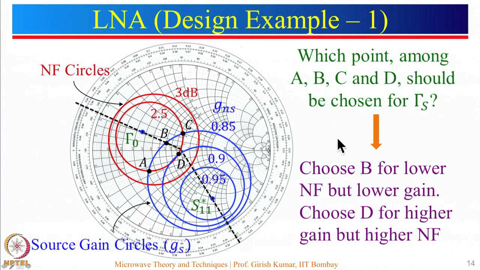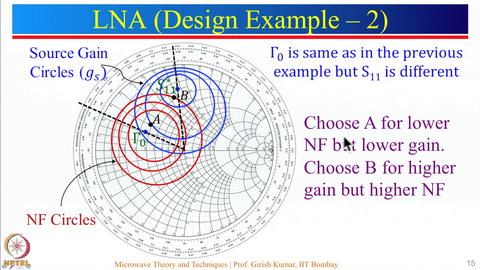Let us take another example. In this example we have kept the noise figures as before, but now S11 is different. Here S11 conjugate is located at this particular point, and these are the constant gain circles. Again, I have just shown 2 points A and B. If you look at point A, this point A is very close to gamma 0.